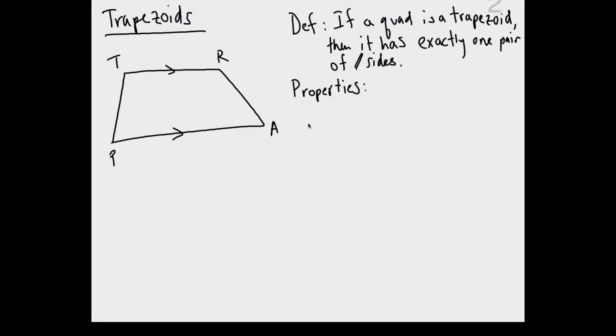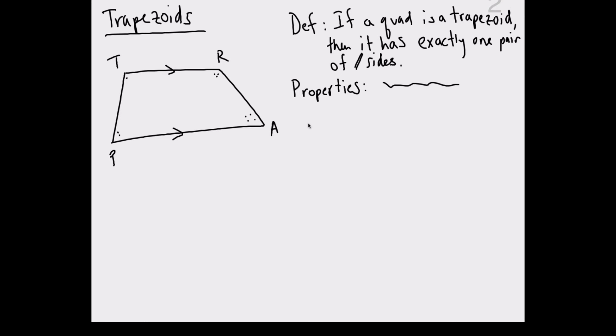Now, as far as properties go, there's the only interesting thing about it, and it's not even that interesting. The only thing about a trapezoid that you should notice is that angle T and angle P are supplementary, and angle R and angle A are supplementary. But you already knew that, because what kind of angles are those? Consecutive interior, right. So that's not a new property, so pretty much there are no properties. It's a boring figure.